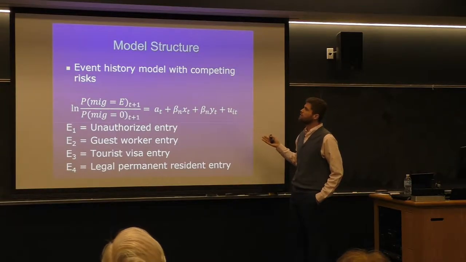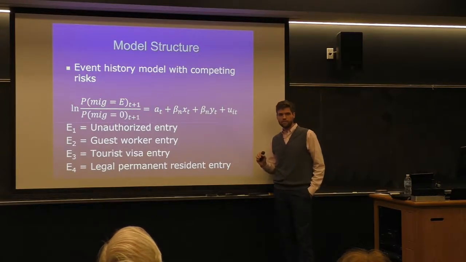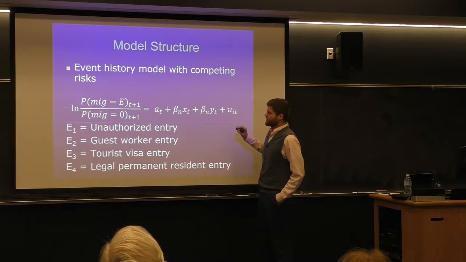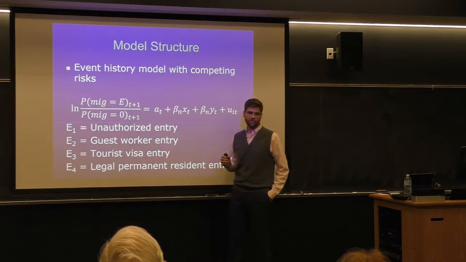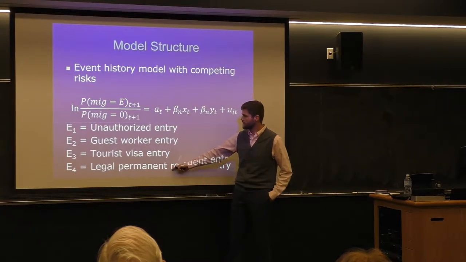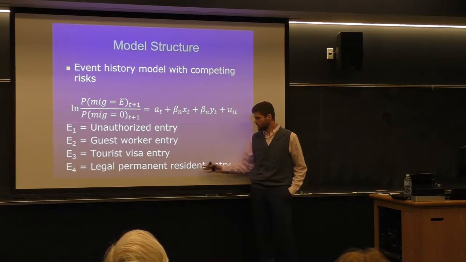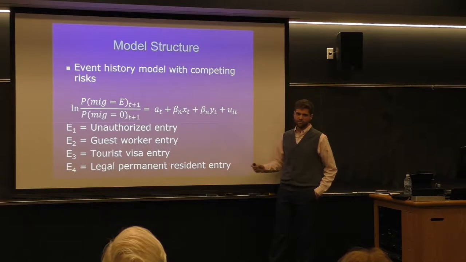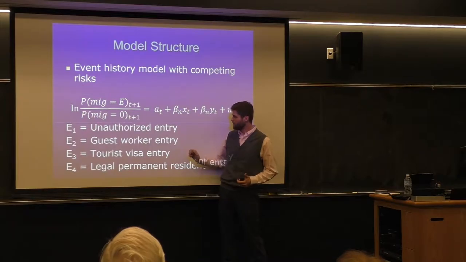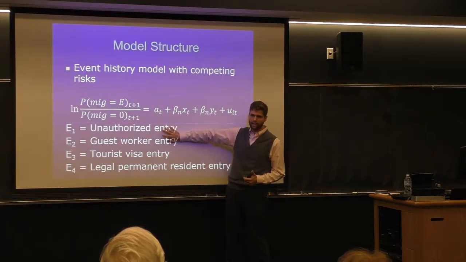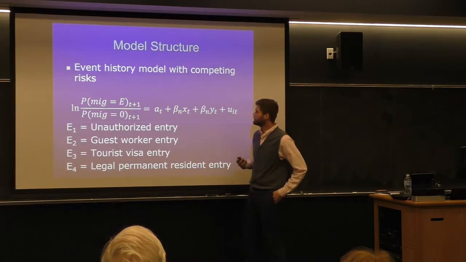So to explore that a little more, I'll go through some event history models with competing risks. What I'll do in these is a discrete time multinomial logit where I'm predicting the probability of entry in year T plus one in one of four visa categories: either as an unauthorized migrant, as a guest worker, on a tourist visa, or with legal permanent residence. So the full model includes all four of these outcomes with the reference being no entry. In the results, I'm just going to focus on these two categories as the most theoretically interesting, but I'm happy to comment on the latter in the Q&A.